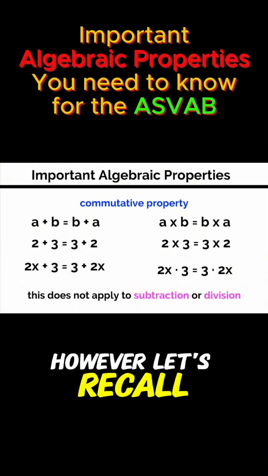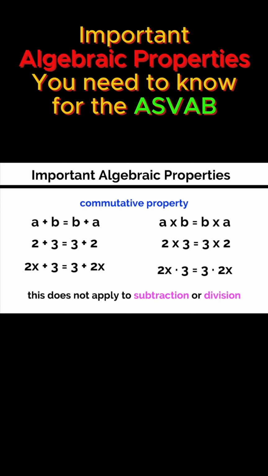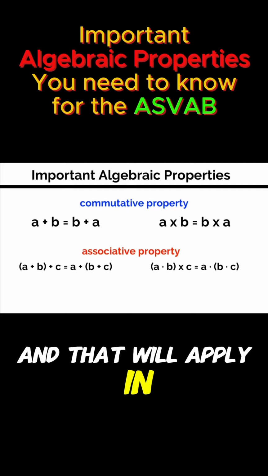However, let's recall that the commutative property does not apply to subtraction or division. We also learned about the associative property, and that will apply in algebra as well.